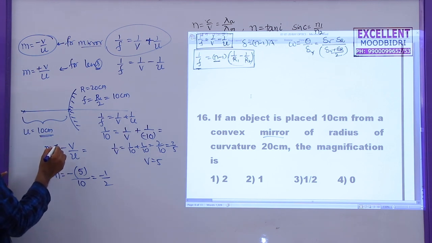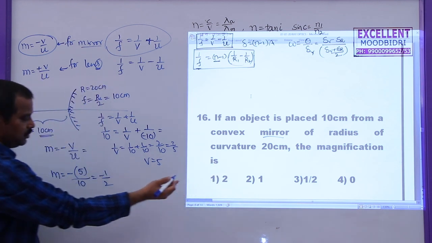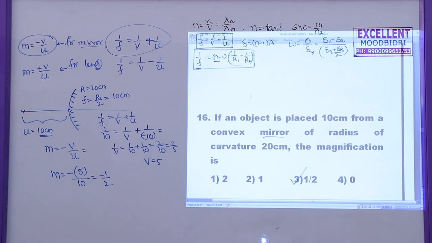So this is minus 1 by 2. Actually both U and V will be negative here. I am not writing this one. So now the answer, because the option is given directly as 1 by 2 only, plus or minus is not given. So this will be half.